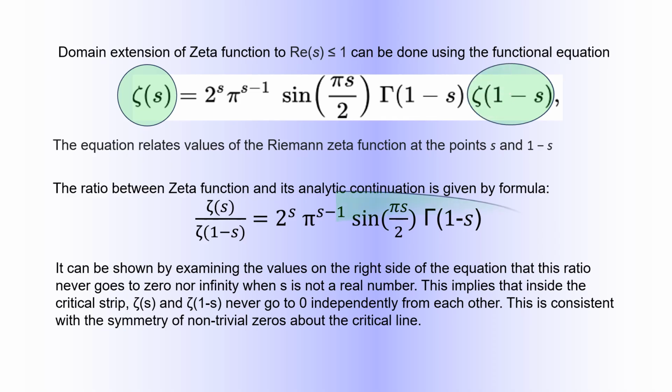The ratio between the zeta function and its analytic continuation is given by this formula. It can be shown by examining the values on the right side of the equation that this ratio never goes to 0 nor infinity when s is not a real number. This implies that inside the critical strip, zeta of s and zeta of 1 minus s never go to 0 independently from each other. This is consistent with the symmetry of non-trivial zeros about the critical line.